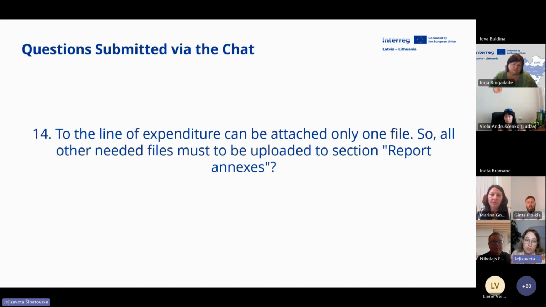Only one file can be attached to a line of expenditure, so all other needed files must be uploaded to the report annexes section. As I was showing, you will need to prepare a zip or RAR file that includes all needed expenditure documents. For each line there will be an attachment file with all needed documents, and they shall not go to report annexes. They shall be in expenditures.